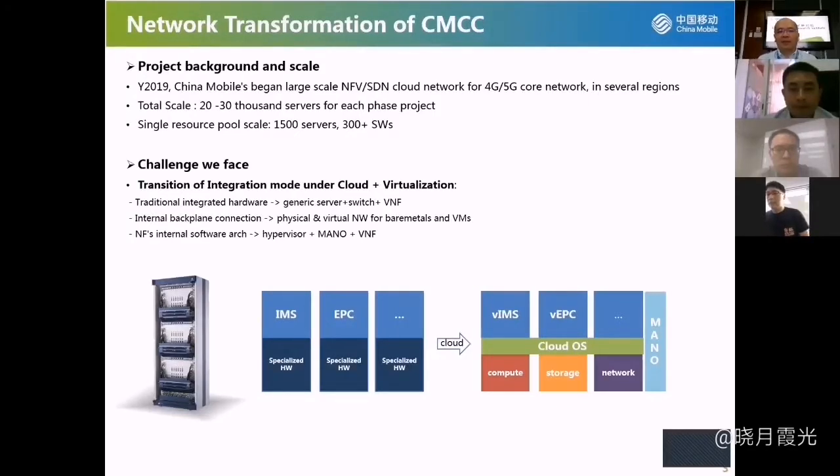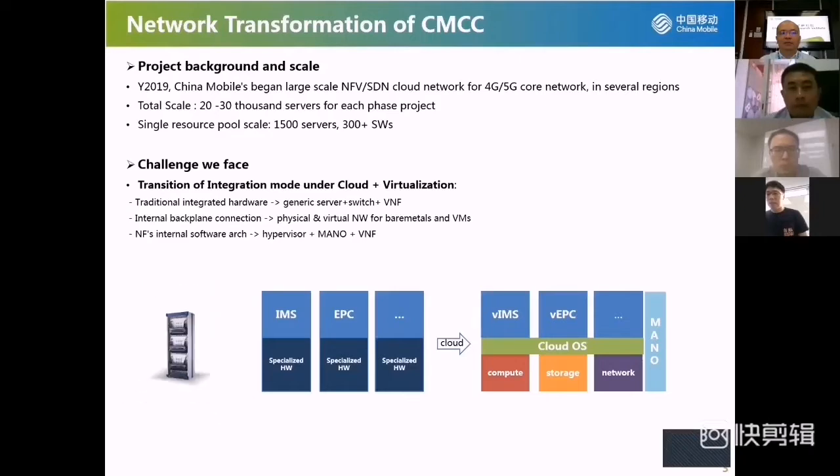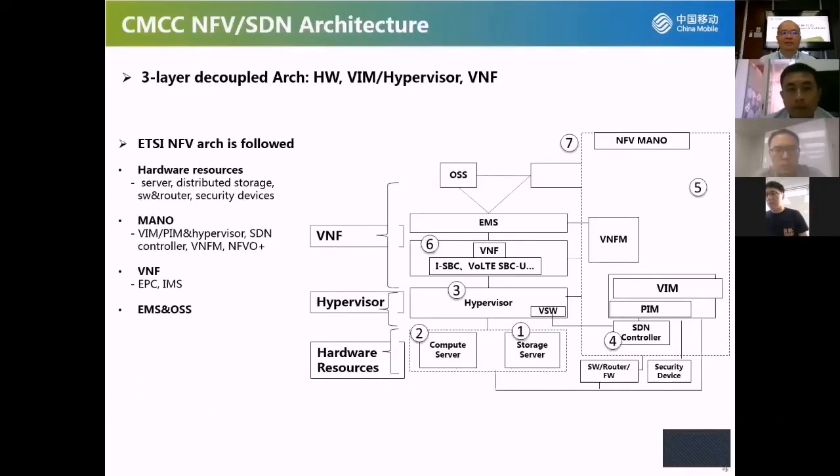We have carried out in-depth practice of OpenStack with CMCC's NFV SDN network construction. Under the current cloud virtualization infrastructure, system architecture changed a lot compared to the traditional mode. Generic server switches have replaced the traditional hardware-software integrated black box. Internal backplane connections of traditional hardware are exposed and replaced by physical and virtual networks for bare metal and VMs. Hypervisor, MANO and the VNF components for cloud infrastructures replace the former internal software architecture within specialized hardware. All these changes brought huge difficulties for system deployment, integration, and debug. It's not possible to use the traditional integration mode to handle it. Under this background, our team is formed to study and verify integration-related technology for this cloud and virtualization infrastructure.